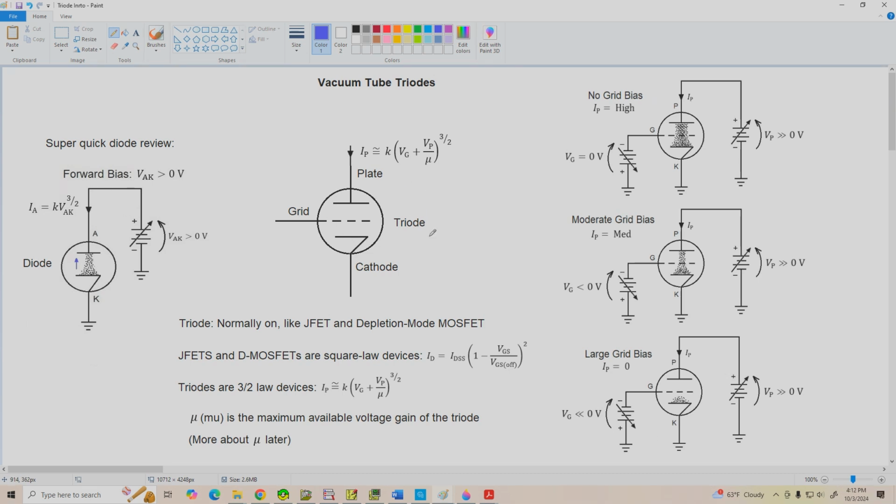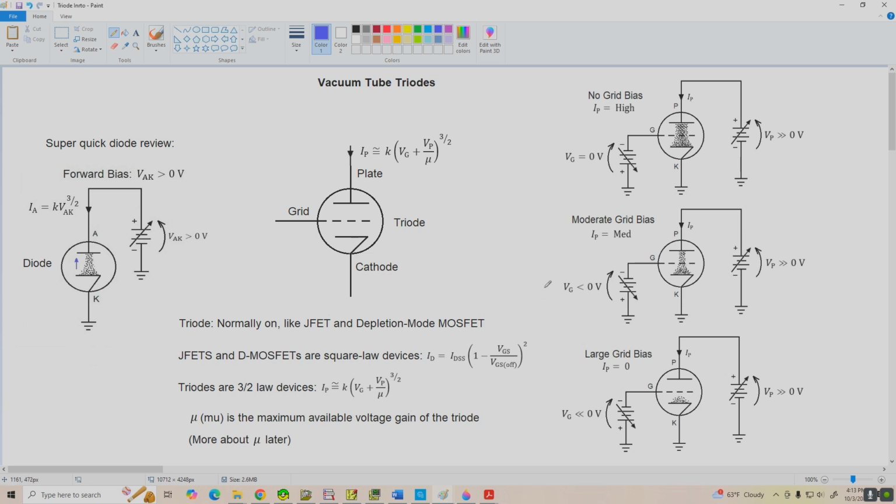Now, as you probably surmised already, the triode is a normally on device just like a JFET or a depletion mode MOSFET. And although FETs are square law devices, triodes are 3/2 law devices. All right, so they're going to have a little bit different transfer characteristics and distortion characteristics, but that's a topic we'll talk about later. And again, mu is the maximum voltage gain that can be exhibited by the triode. We'll talk more about that later.